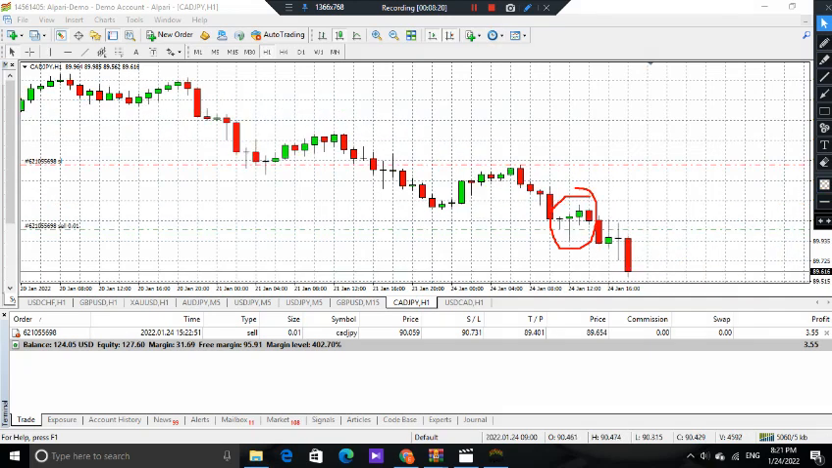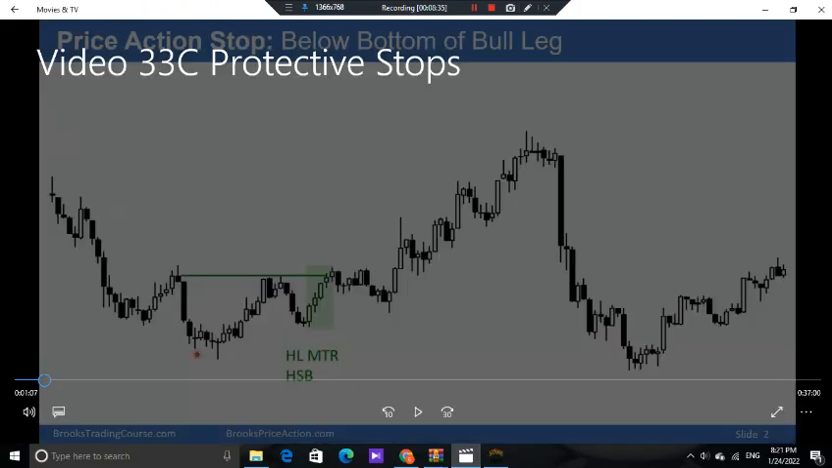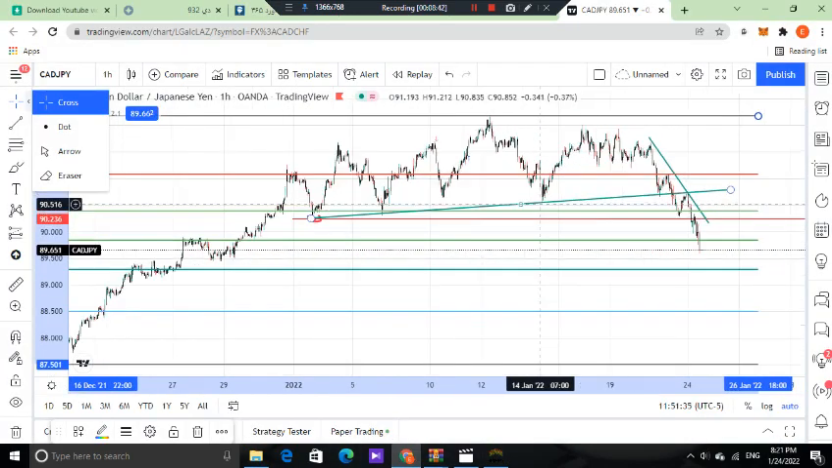I'm not going to get out of my position because I think it will reach my TP and target. It will hit that target, and yes, today was a good day for me.